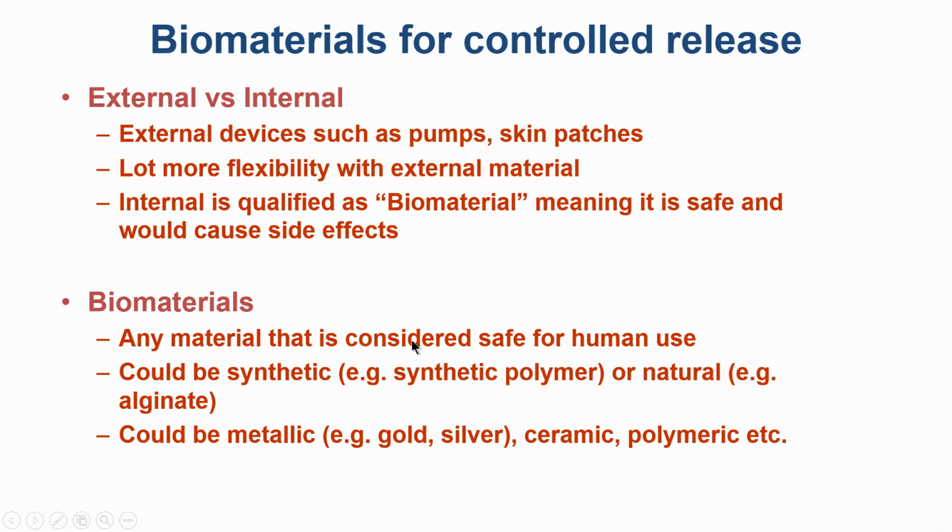So, as I just said, any material that is considered safe for human use can be called a biomaterial. These could be synthetic or natural. So, synthetic polymers are used, natural polymers such as alginate, produced by plants and bacteria. Could be metallic, as I just said, titanium and stainless steel, gold and silver, could be ceramic, could be a polymeric material.